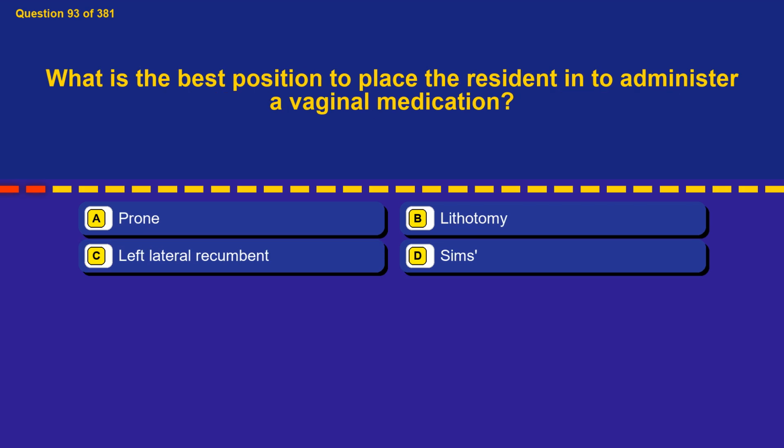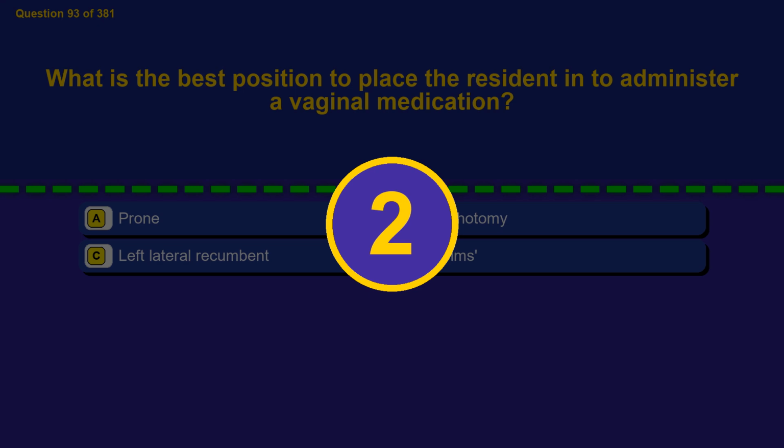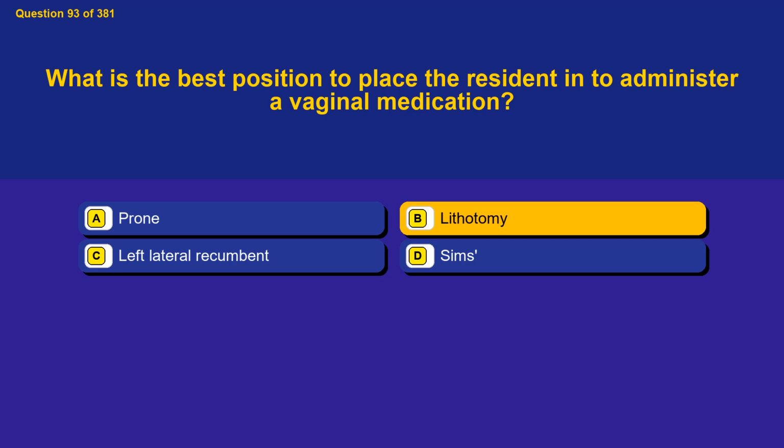Question 93. What is the best position to place the resident in to administer a vaginal medication? Option A, prone. Option B, lithotomy. Option C, left lateral recumbent. Option D, Sims. The correct answer is option B, lithotomy.